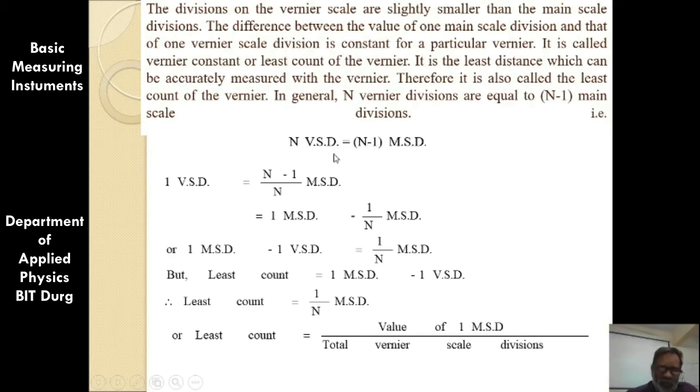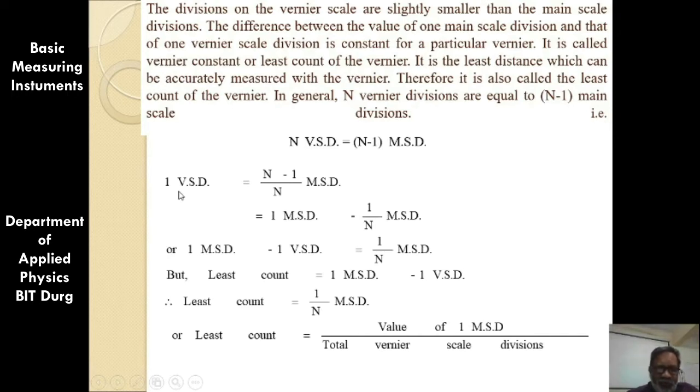For example, for the vernier calipers which I was showing to you, the 50 divisions of the vernier, that is n is equal to 50, are equal to 50 minus 1, that is 49 divisions of the main scale. So obviously the value of one division of vernier is going to be equal to (n minus 1) divided by n. We have transposed this n to this side. So one division of vernier will be equal to (n minus 1) by n divisions of main scale. Or the same can be written as n upon n, that is 1 division of main scale, minus 1 upon n main scale division.